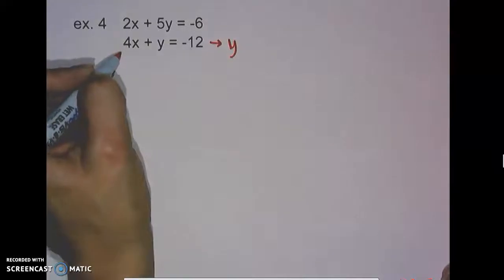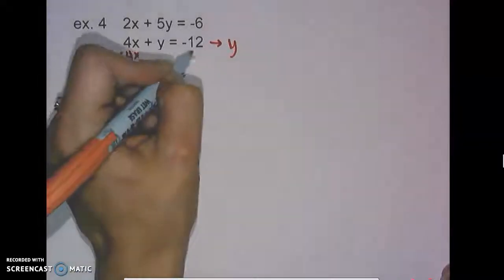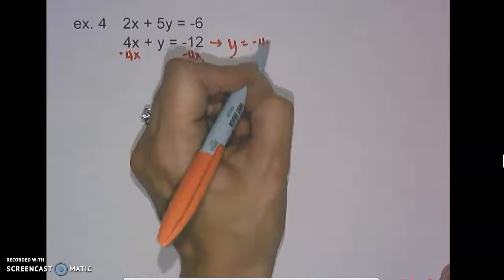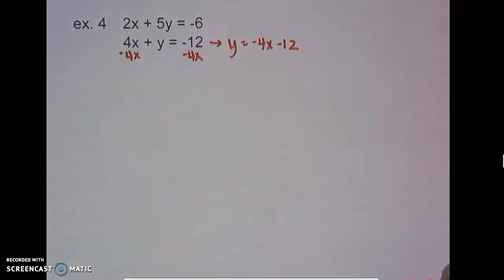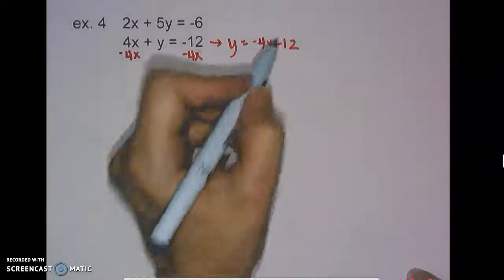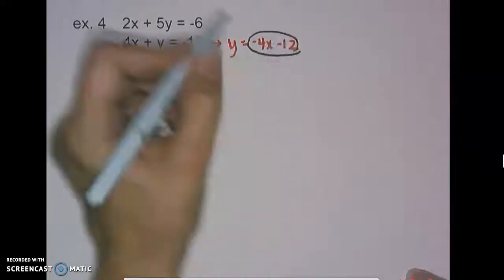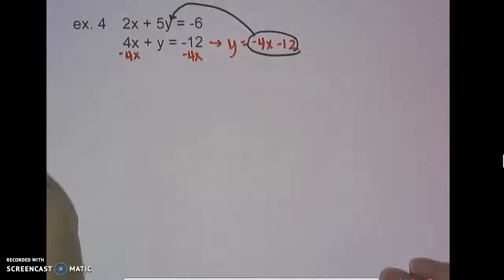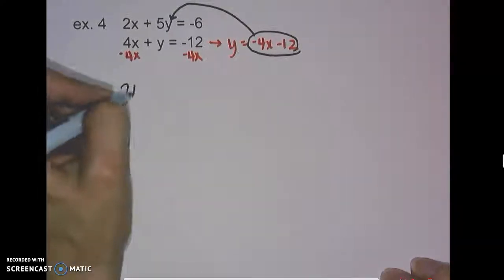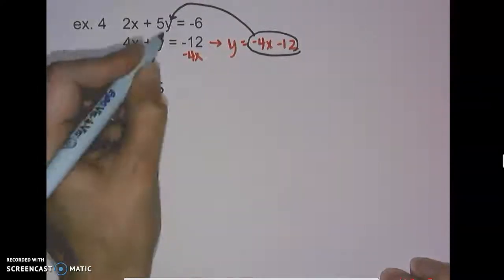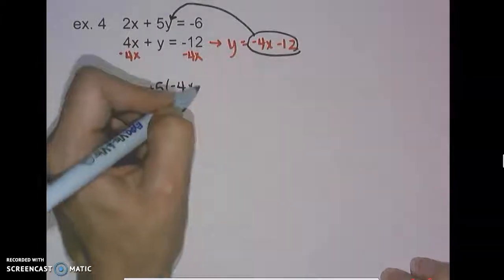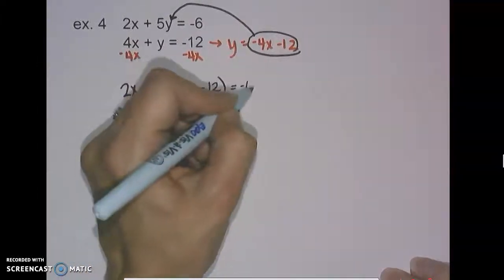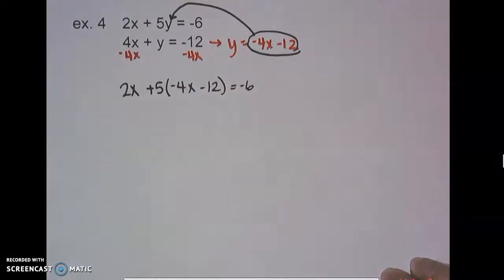In order to do that, we need to get rid of these x's. We need to move them to the other side. So when we do that, we're going to get y equals negative 4x minus 12. Now that we have that y by itself, we can take this and substitute it in for the y in the other equation. That means we have 2x plus 5, instead of putting y in parentheses, we're going to have negative 4x minus 12, and that's going to equal negative 6.